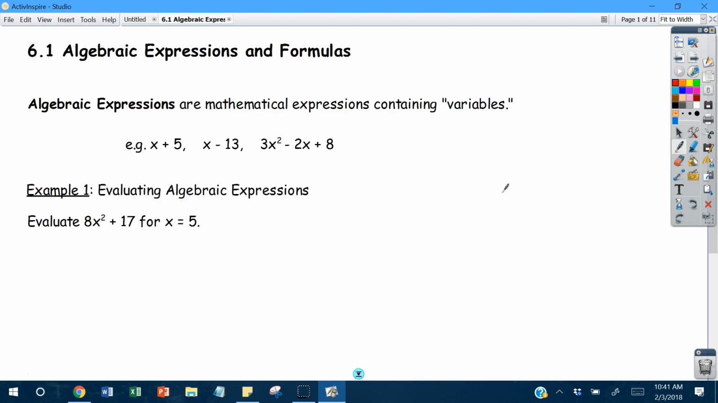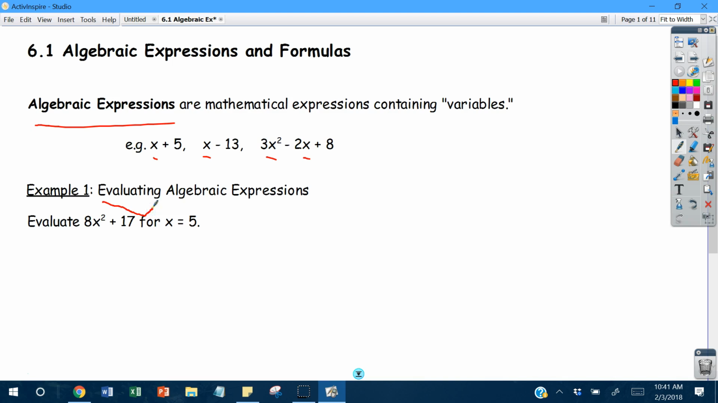For starters, we have the algebraic expressions, which are basically anything that has variables in it. So an expression can look like x plus 5 or x minus 3. Anything that has a variable, these x's here, we'll call an expression. Algebraic expressions are not terribly hard to evaluate.